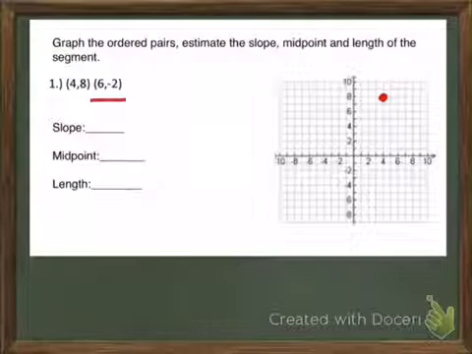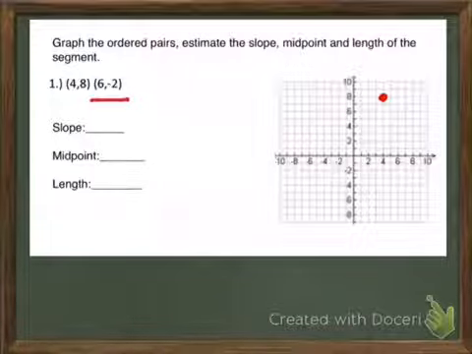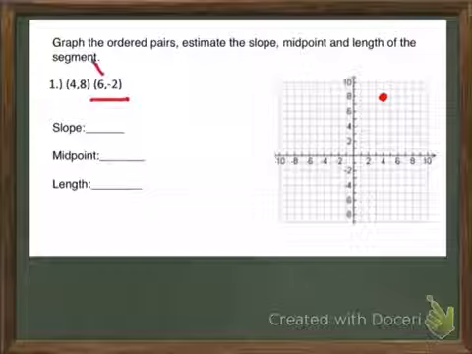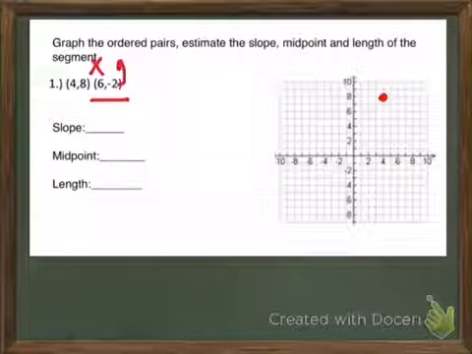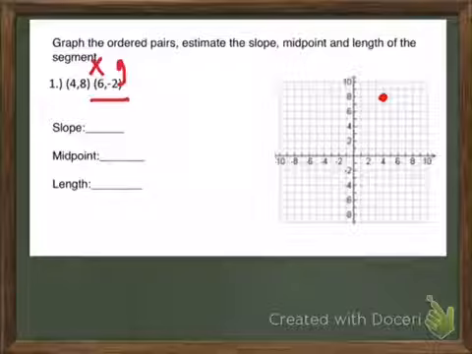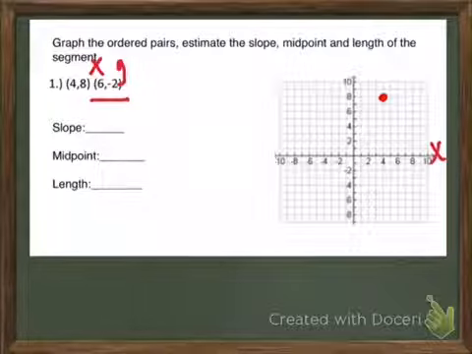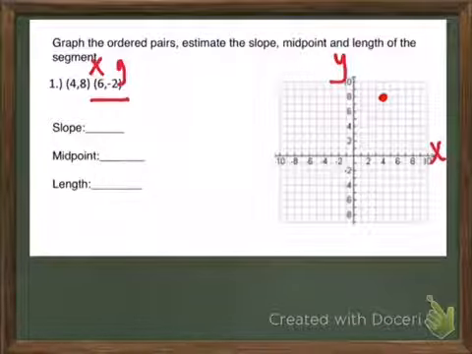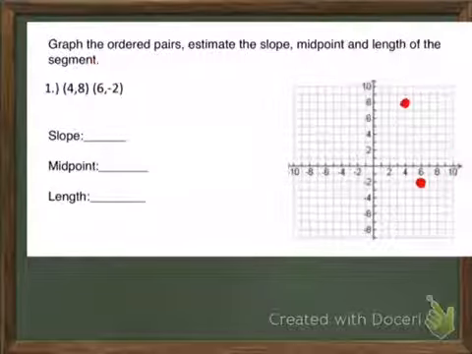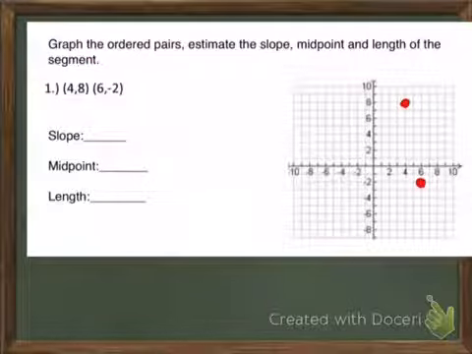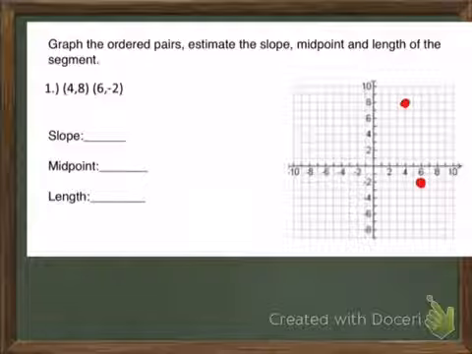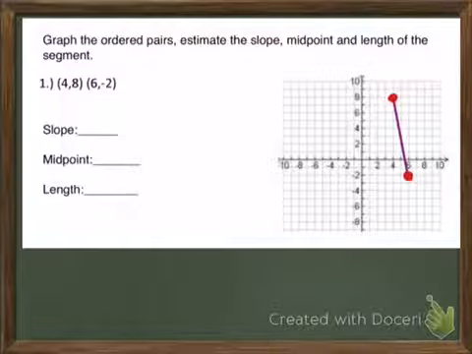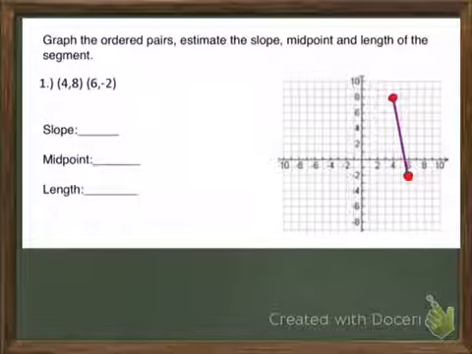Then we want to graph the next ordered pair, which is (6, -2). Again, remember 6 is your x-coordinate and -2 is your y-coordinate. So you want to match 6 on your x-axis and -2 on your y-axis to create a point. So that would be the point (6, -2). And then you want to create a segment. So you draw a line connecting both endpoints of your segment.